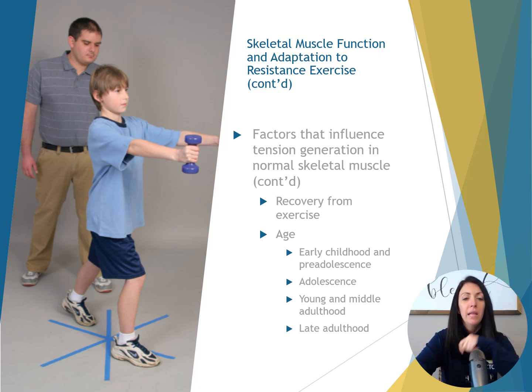Now by late adulthood, that would be the 60s and 70s, the tension generating capacity of muscle declines significantly by 15 to 20% per decade for men and women. And that'll increase to 30% per decade after that. Well, if they're active, which I meant to say, then the decline is less, only a 0.3% decrease per year.